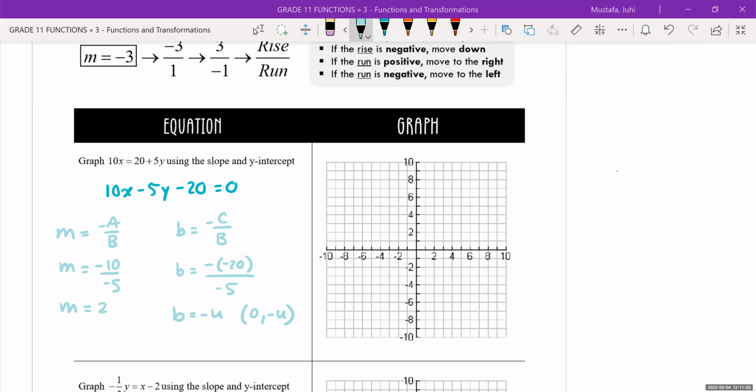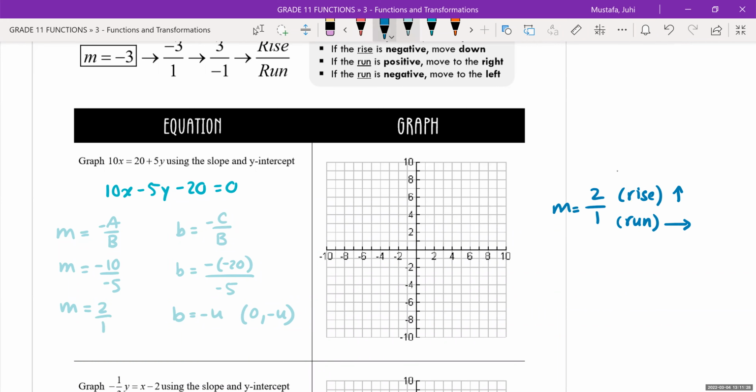How are we going to graph this? Well, the y-intercept tells you your starting point, and the slope tells you which way you're going to go. So a slope of 2 over 1 means, actually, I'm just going to write it in a different color because I think that's a little hard to see. A slope of 2 over 1 means this is your rise and this is your run. You're going to be moving up 2 units and 1 unit to the right.